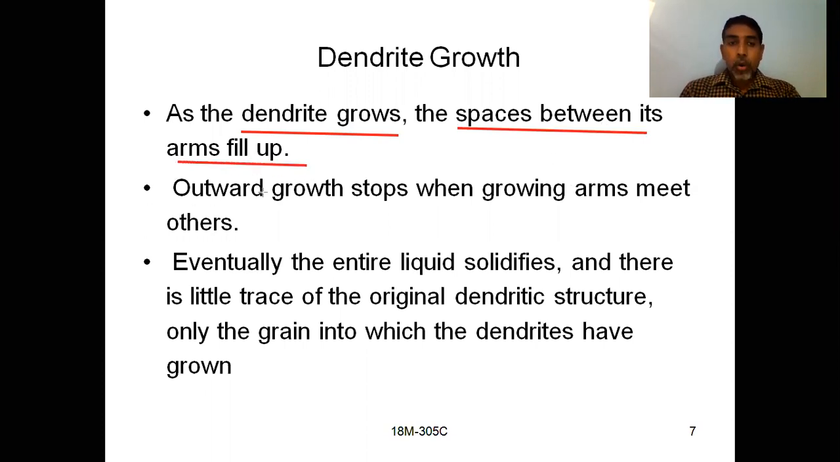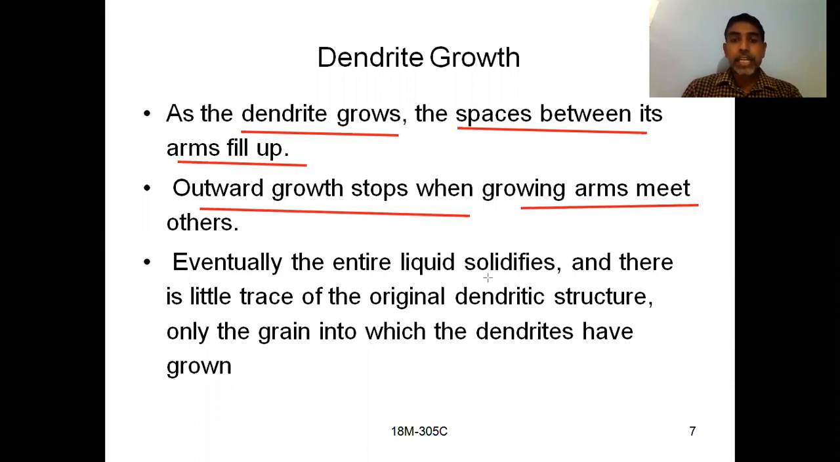Outward growth stops when the growing arms meet others. So when this dendritic structure grows, and one is coming from this side, and they meet each other, what will happen? The growth will be stopped. You will get a grain boundary. So the outward growth stops when the growing arms meet each other.